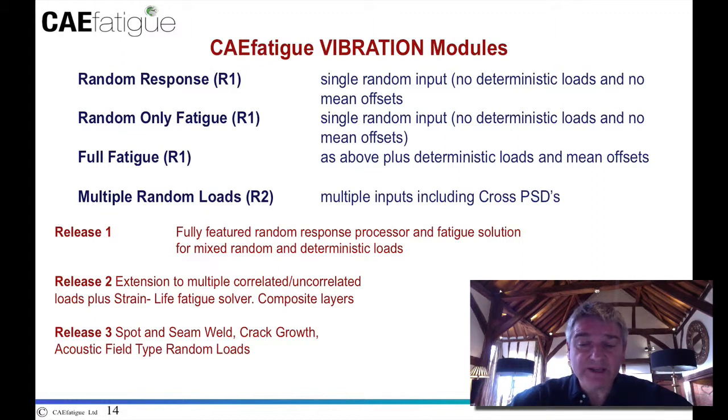The current release, Release 1 of the CAEfatigue vibration product, includes 3 modules. These do random response analysis. This is where you have a single random input, no deterministic loads and no mean offsets. The first release also has a module for random only fatigue, and the third module is full fatigue including deterministic inputs. Release 2 of the product, which should be available within a couple of months, also includes multiple random loads.